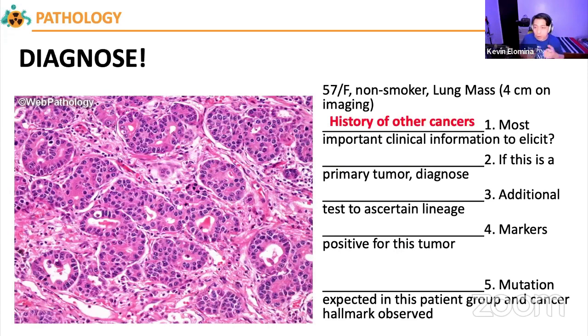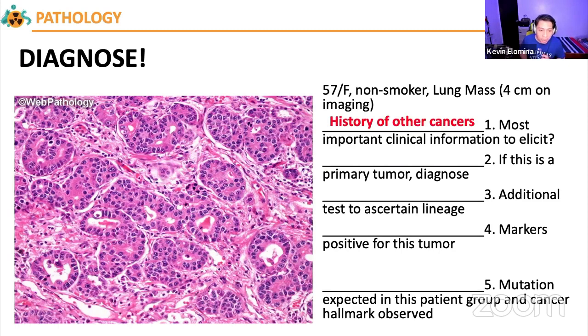So what's the most important clinical information to elicit? It's history of other cancers. Remember that your lung, if you recall your chapter 14, lung is the most common site of metastatic neoplasms. And lung mets is the most common malignant lung tumor. No? So, whenever you have a lung tumor, you always have to rule out mets first.